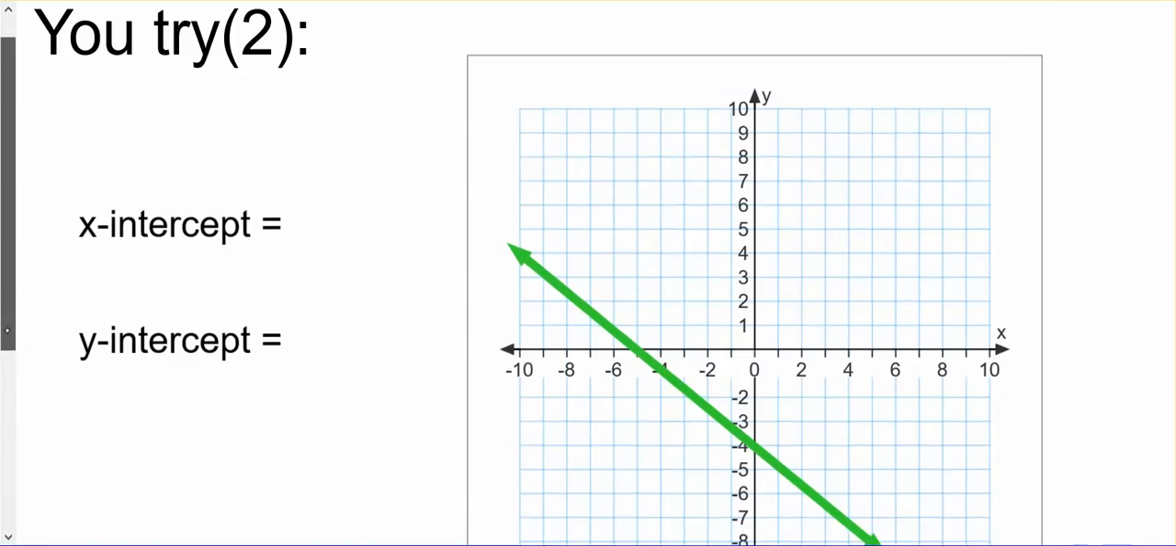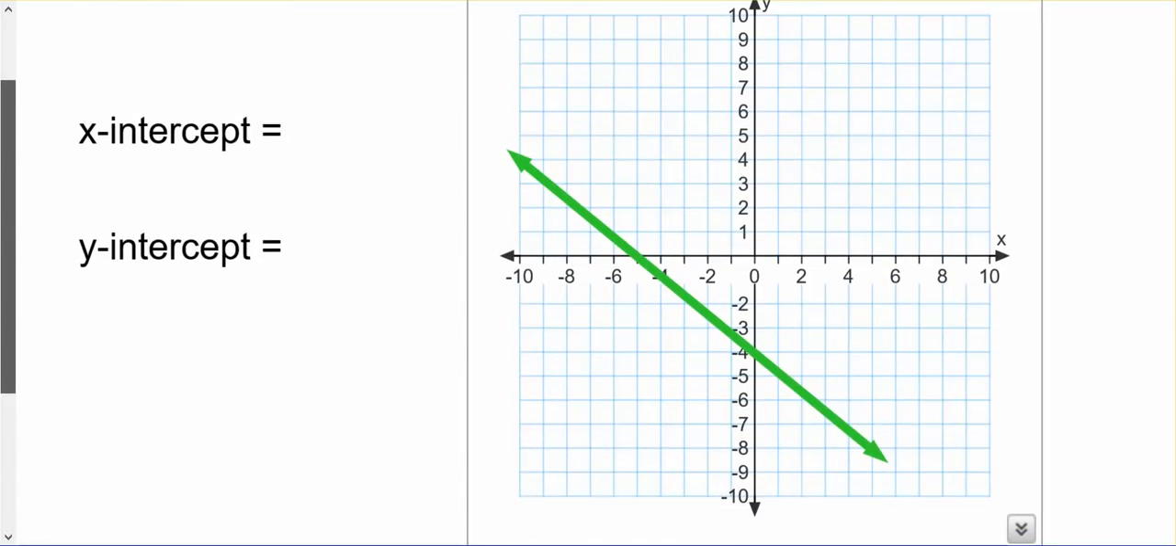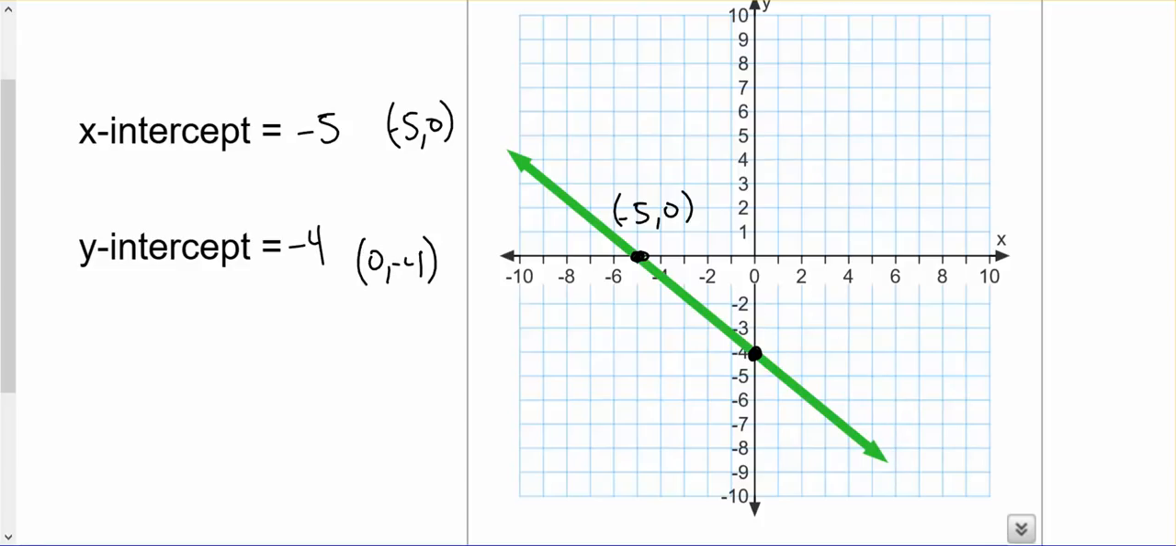So you guys try doing this one. And we can see here that our x-intercept is at -5, and our y-intercept is at -4. So this is the point -5, 0. And our y-intercept is 0, -4.